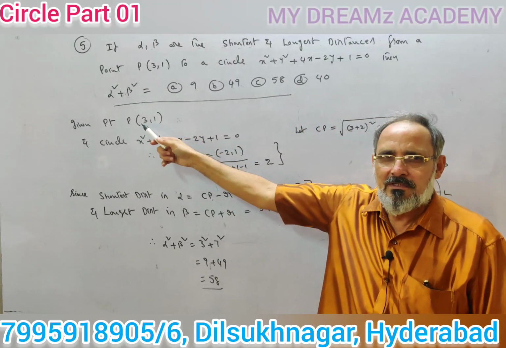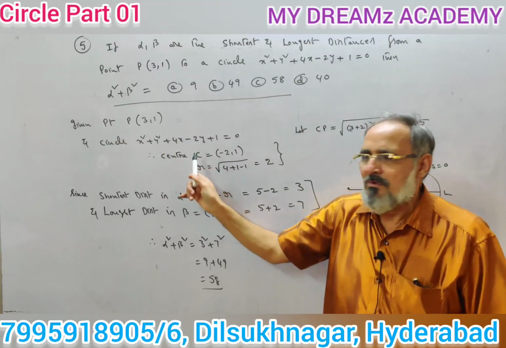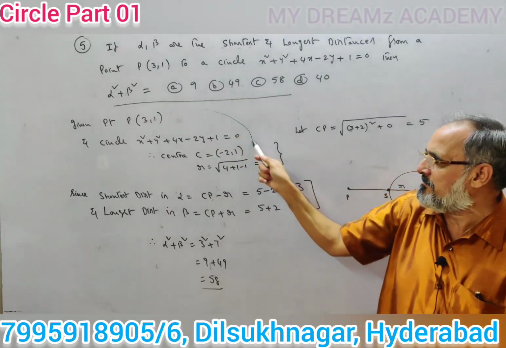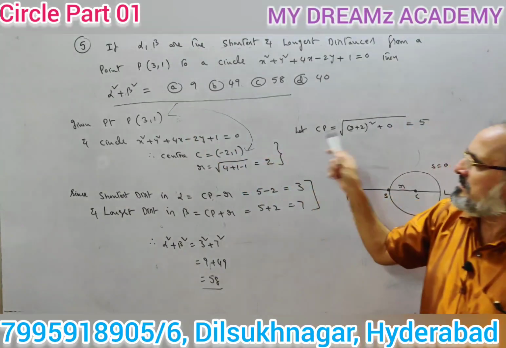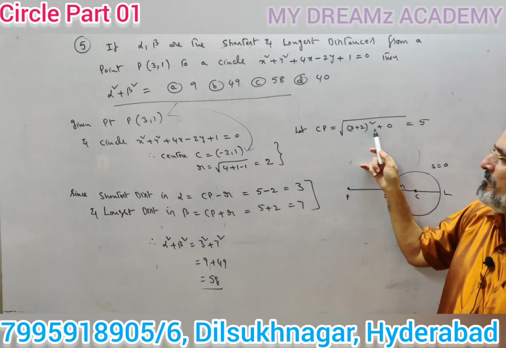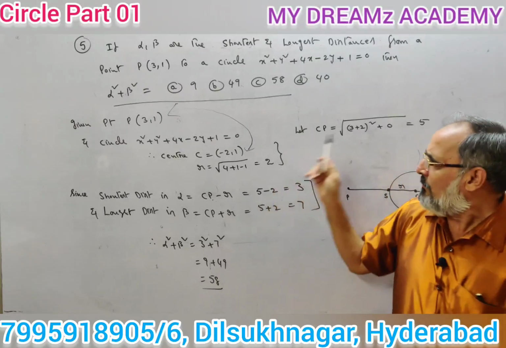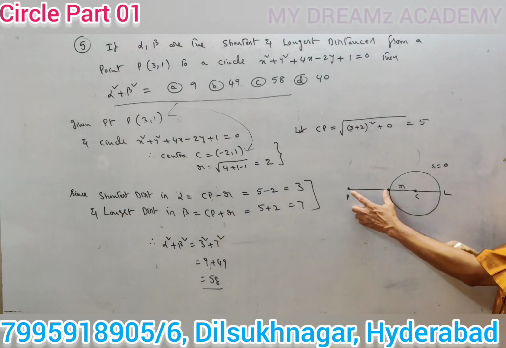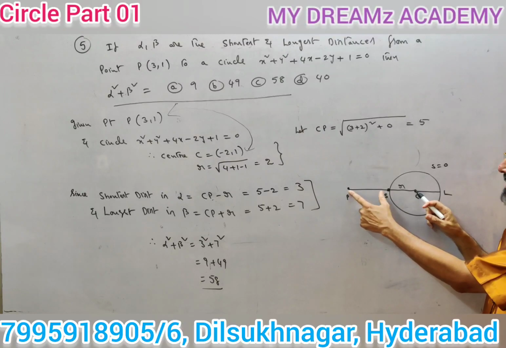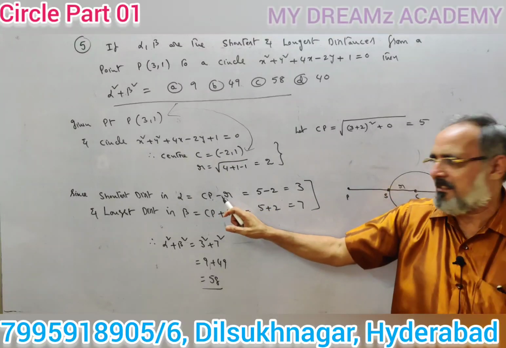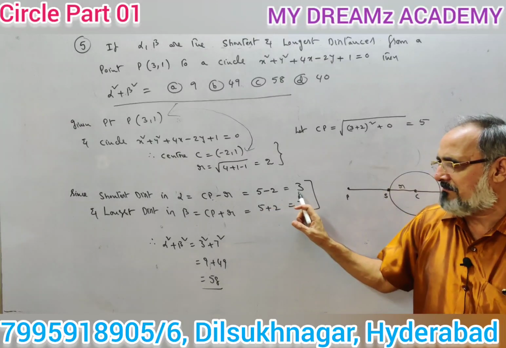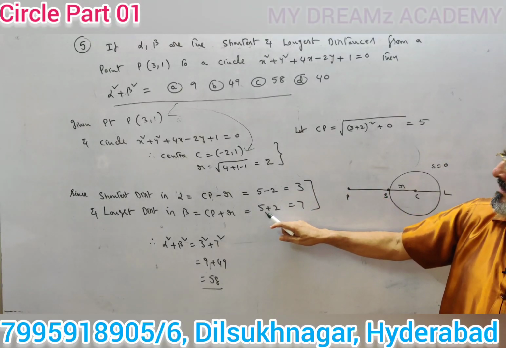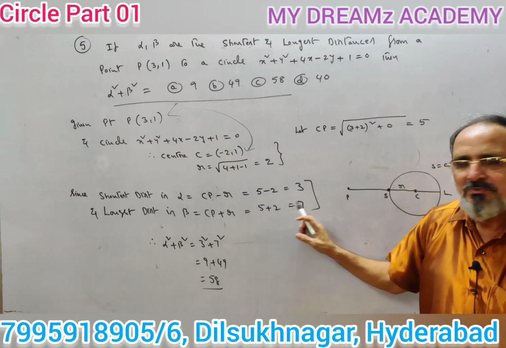First, mark the given point P (3, 1), write the circle, find the center and radius, then calculate the distance between the center and the point as CP. CP is the root of x2 minus x1 whole square plus y2 minus y1 whole square, which comes as 5. Once you have CP, the shortest distance alpha is what I explained: measure the distance from P to the center and subtract the radius. So CP minus radius is the shortest distance, 5 minus 2, which comes as 3. The longest distance is CP plus radius, 5 plus 2, 7.